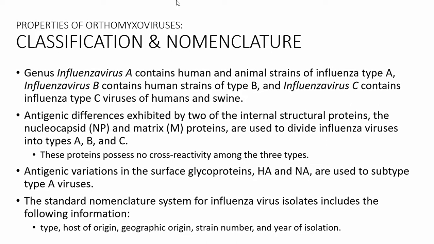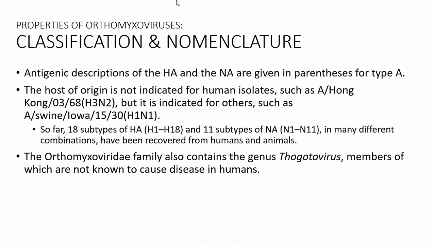This is how we subtype the type A viruses. The standard nomenclature for influenza virus isolates will include the following information. First is the type, then the host of origin, whether it's from a swine, an avian, or from a human, the geographic origin, where the virus was isolated, for example Hong Kong or the Philippines, the strain number, and the year of isolation.